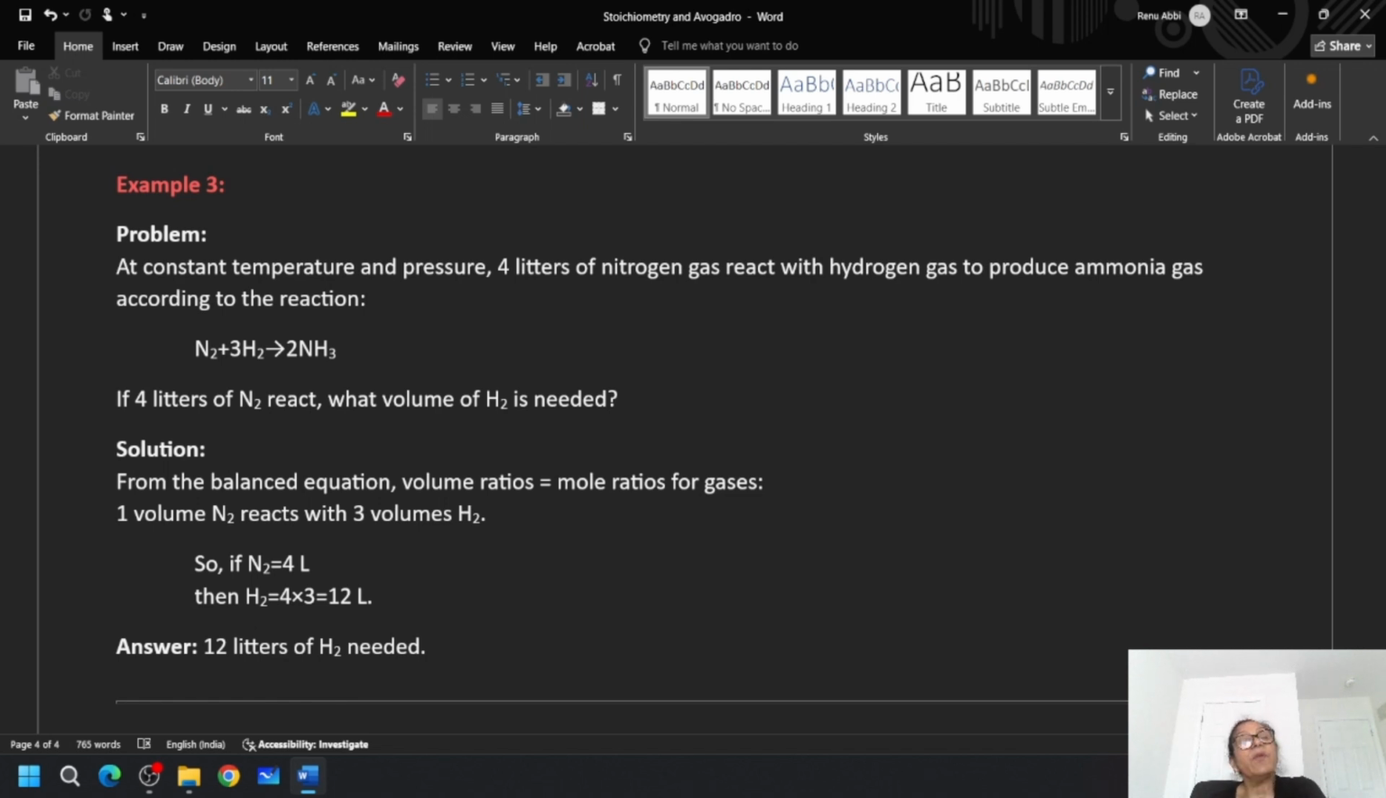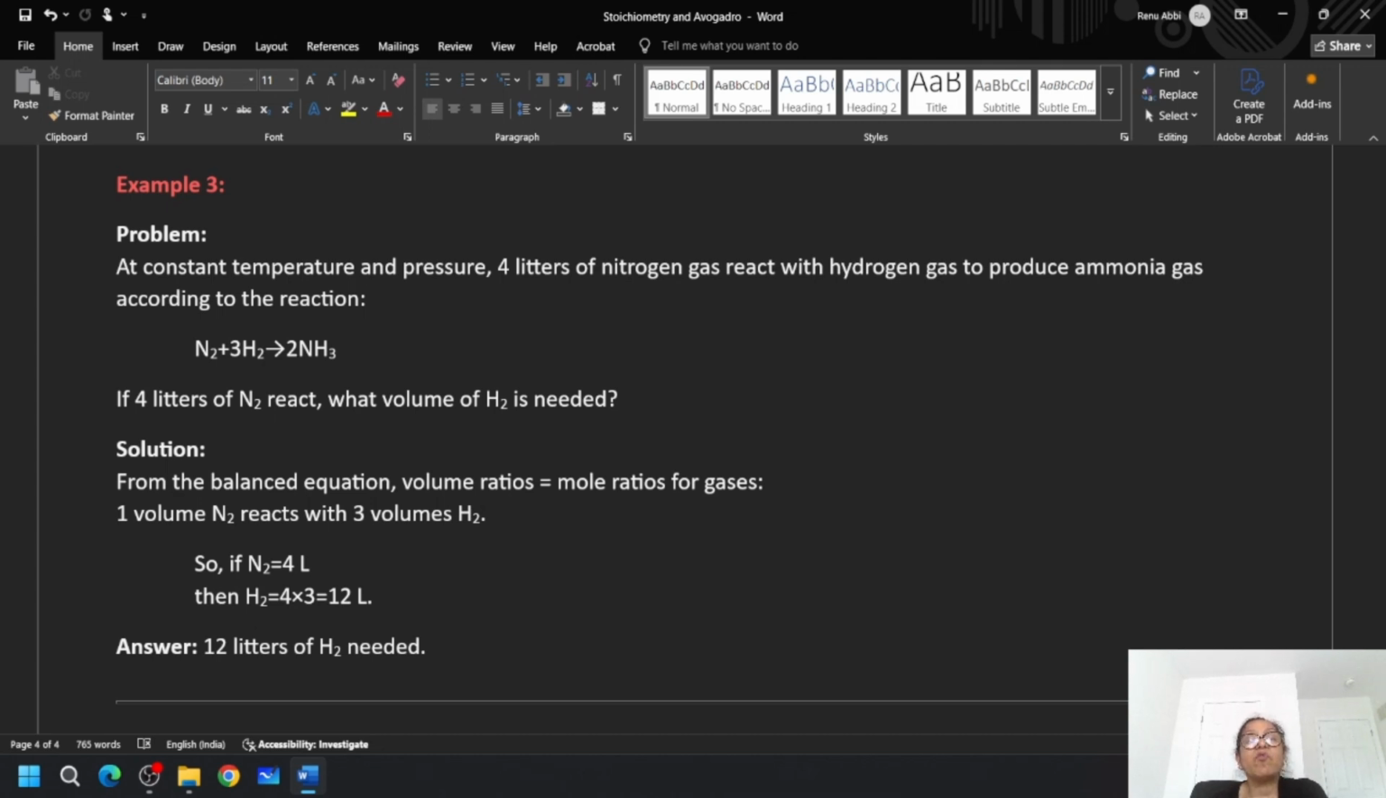First, what we'll do: if the equation is given, as I already told you in Gay-Lussac's law, fine. If the equation is not given, you have to write the equation. After writing the equation, you have to balance it. But here the equation is already given, so it is balanced. N2 plus 3H2 gives you 2NH3.